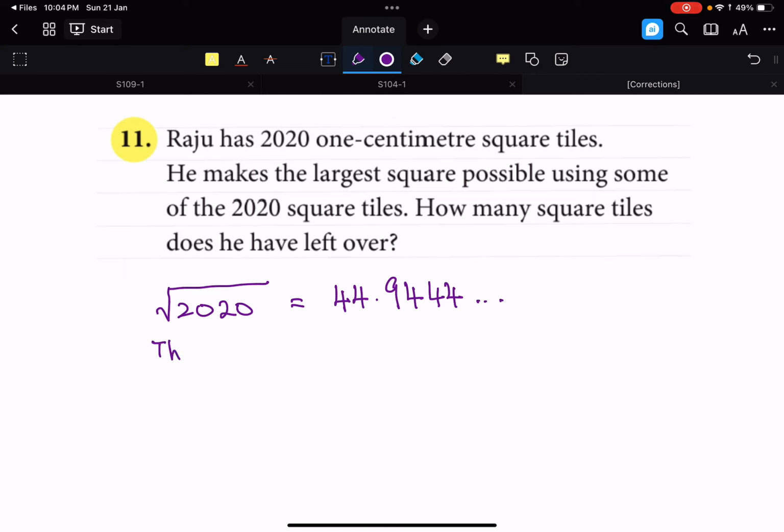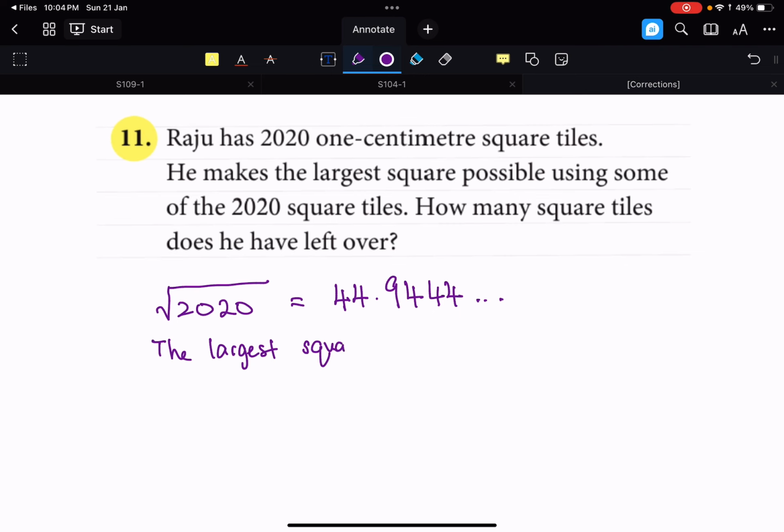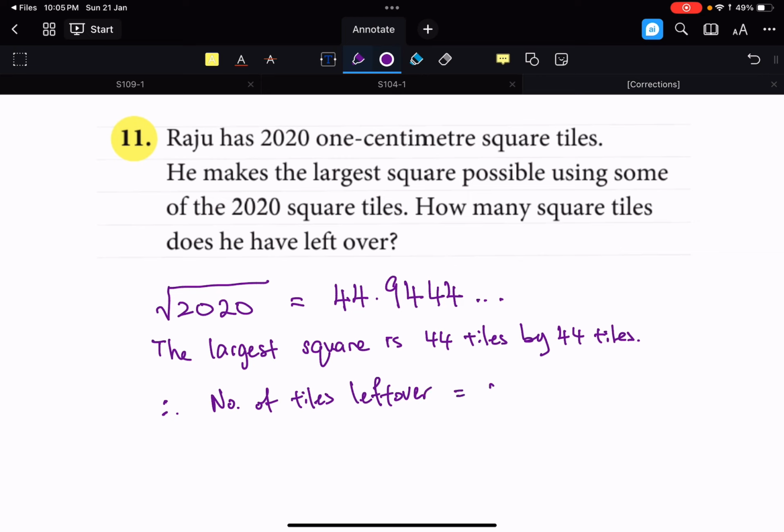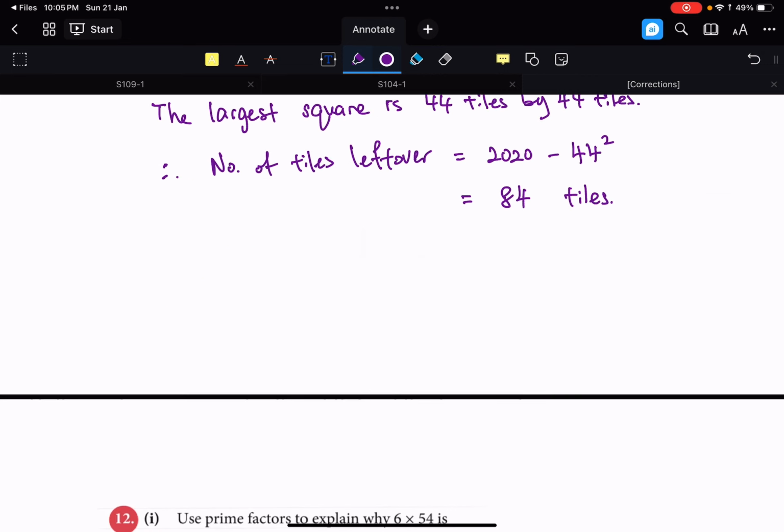That means the largest square is 44 tiles by 44 tiles. Therefore, the number of tiles left over is going to be equal to 2020 minus 44 squared. And that works out to 84 tiles. There we go, right? Okay, moving on to the next one.